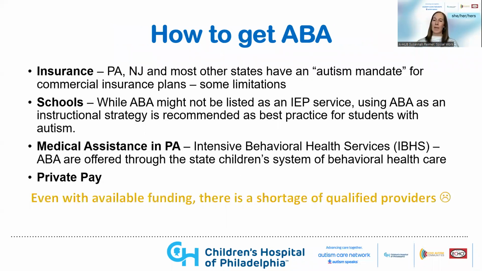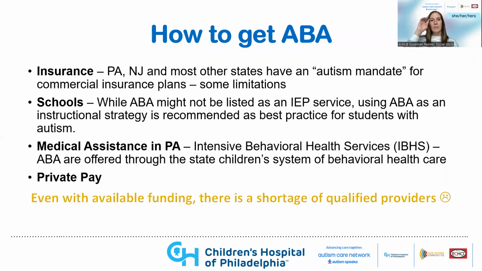So how to get ABA? There are different ways to access this service. So through insurance, in Pennsylvania, New Jersey, and actually I think all states at this point, have some type of autism mandate. So if you have commercial or private insurance through your employer, they are going to be mandated to offer some sort of funding for autism-specific services.